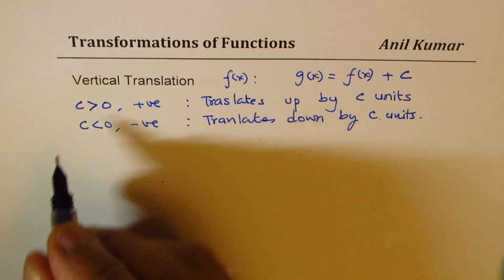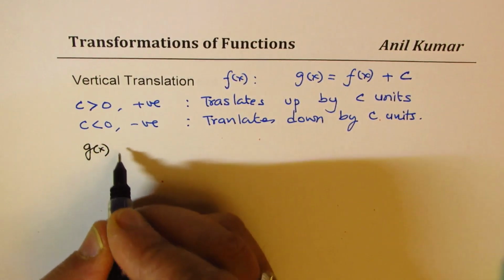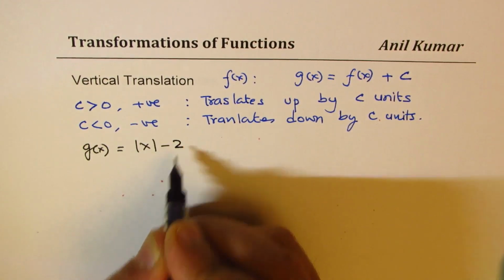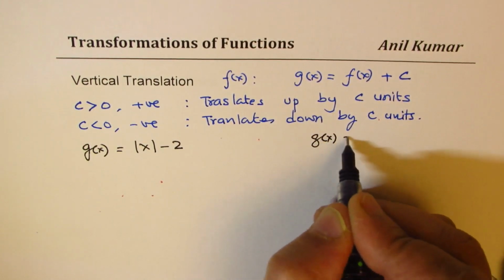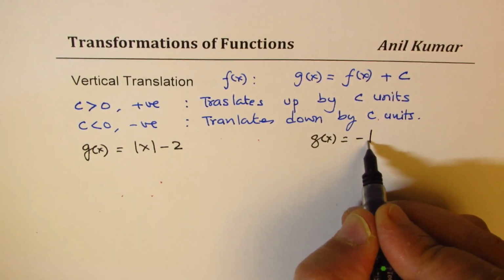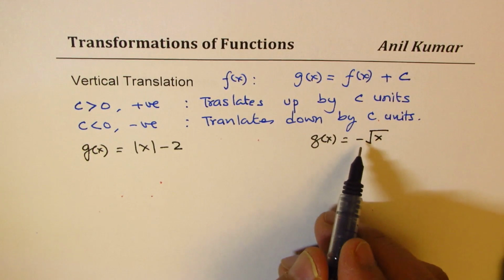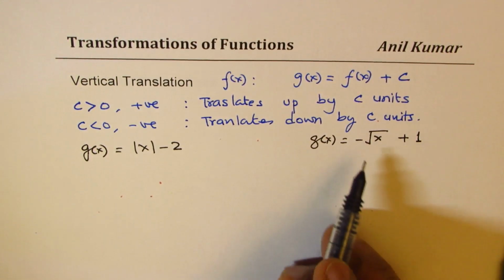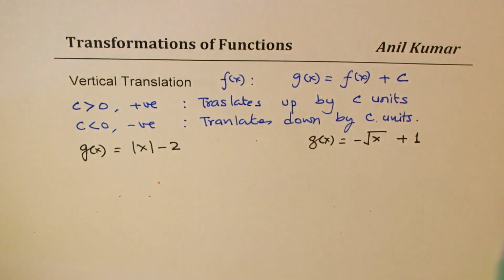Let's take an example. Let's take a function g of x as absolute value of x minus 2. And let's take another function g of x as, we'll take a combination this time, minus square root x. So that is a reflection. And then we'll do plus 1, right? So we'll sketch this function also. So let's try them out.